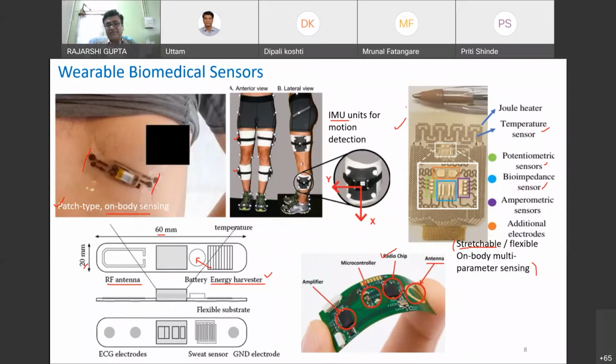Actually, madam, I think you know the basics of the EEG signal. But as far as wearable biomedical sensing is concerned, the EEG signal is rarely used. What I am discussing is basically in the context of wearable sensing.